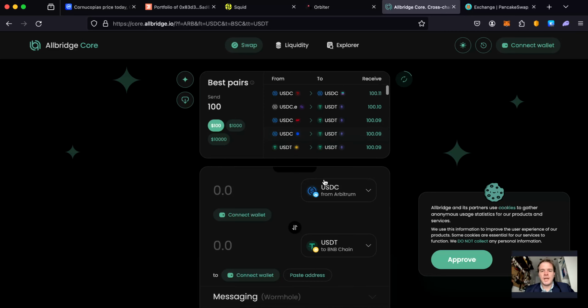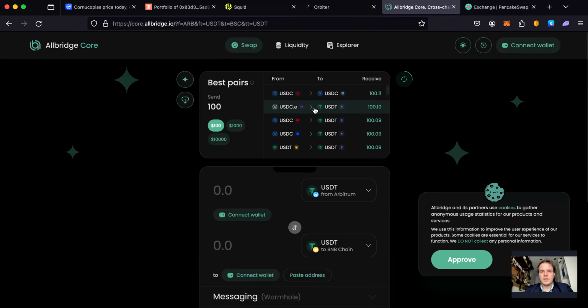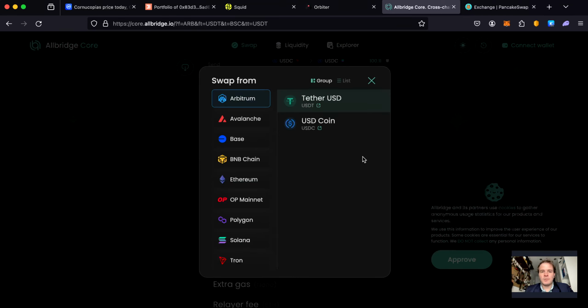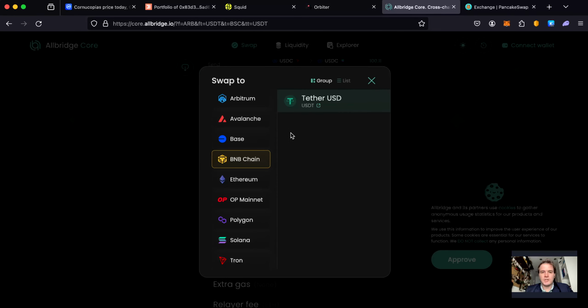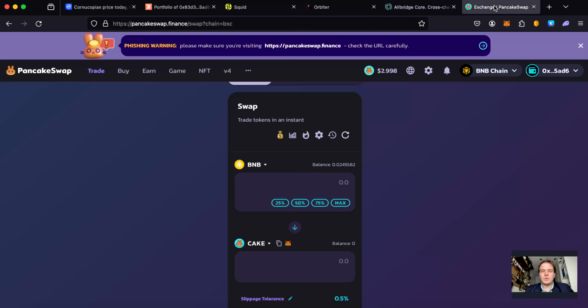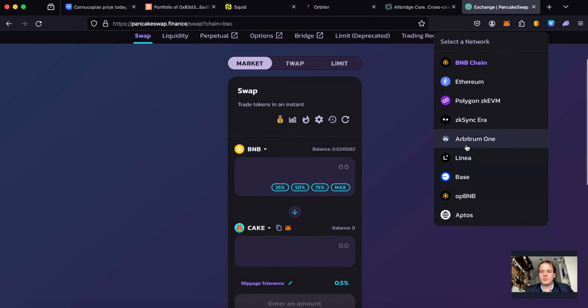Finally, we're going to take a look at this one as well, which is part of Wormhole. It's called All Bridge, and we're going to be looking at sending assets from Arbitrum. But again, you're limited in what you can send, right? From Arbitrum, you can only send Tether USD or USD Coin to BNB chain, right? And then to BNB chain, you can only send USD. So for the sake of this example, we're going to do this.